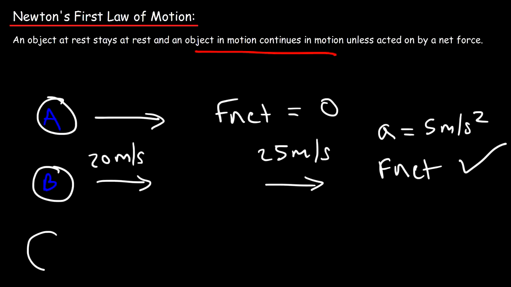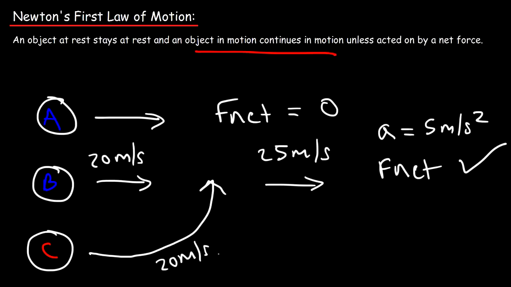Now, let's use a third ball, ball C. Ball C is traveling at constant speed, but it's turning. Let's say it's moving at 20 meters per second, but it's turning as it does so. Is there a net force acting on this object? Now, notice that ball C doesn't continue in one direction. It's changing direction. So anytime an object changes direction, there is an acceleration. That acceleration is perpendicular to the object, and the net force is always in the direction of the acceleration. So there is a net force. Just because the speed is constant doesn't mean the net force is zero.